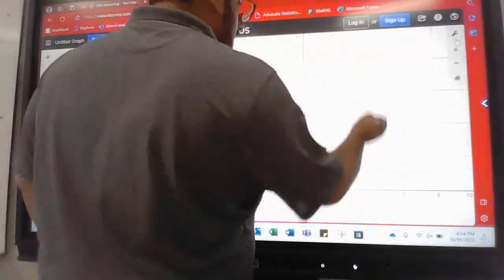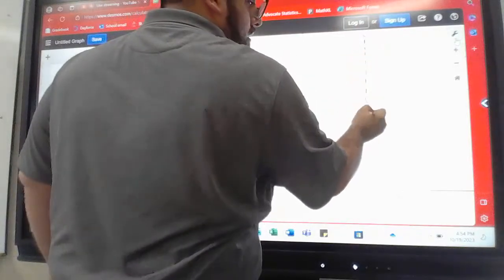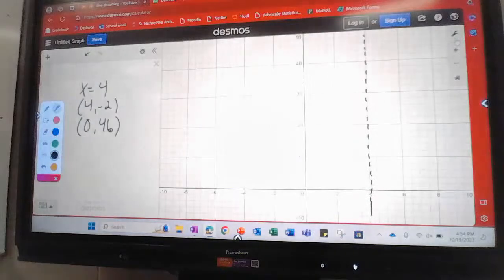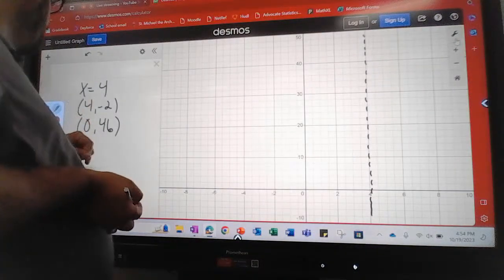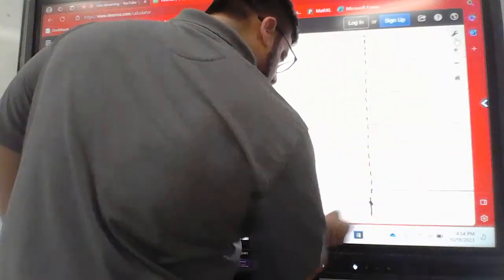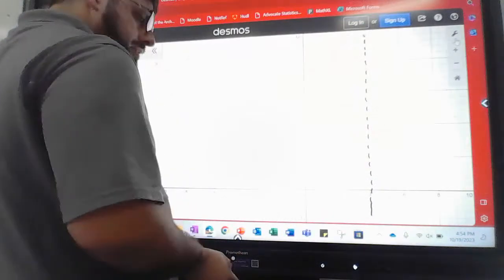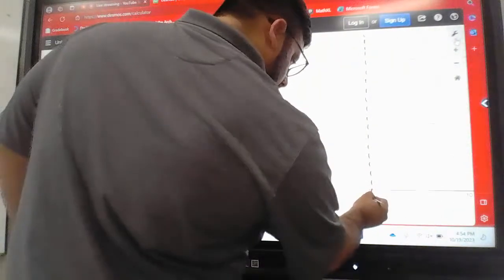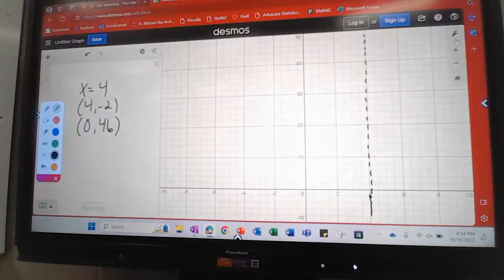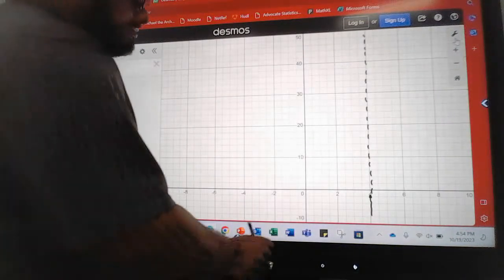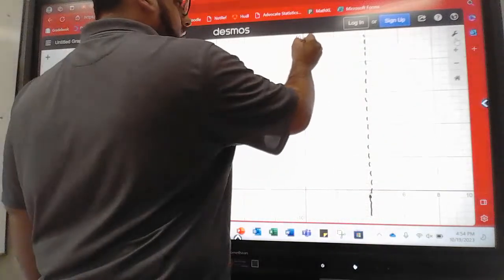Let's see. So x equals 2. I'm sorry, x equals 4 is my axis of symmetry. Now you don't have to draw the axis of symmetry, but it helps to do so. 4, -2 is my vertex, which is about right here. This is 4. Oh, sorry, wrong one. Each tick mark is 2, so it's actually right here. All right, then. So my y-intercept is 0, 46, which is about 2, 4, 6 right here.